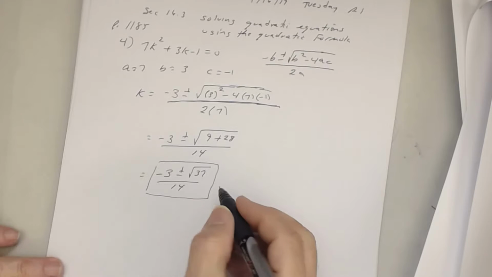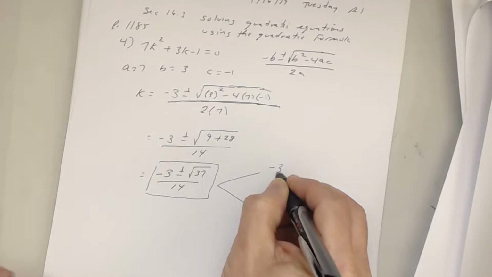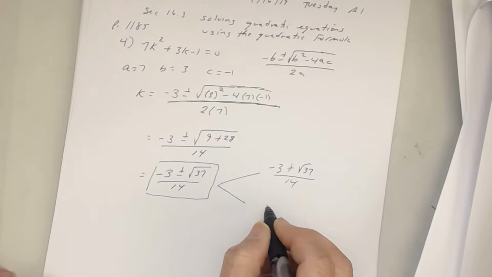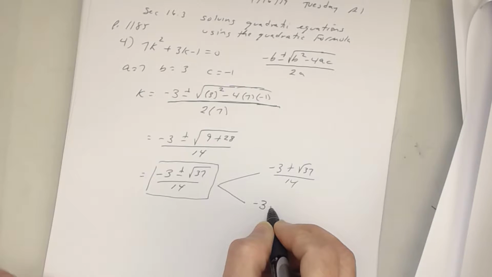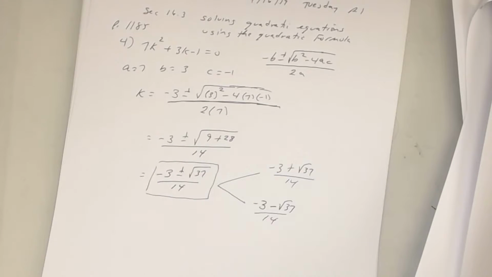So my solutions, if I wanted to break them down, are negative 3 plus the square root of 37 over 14. What's the other? Negative 3 minus the square root of 37 over 14. Those are your solutions. How many are there? 2.